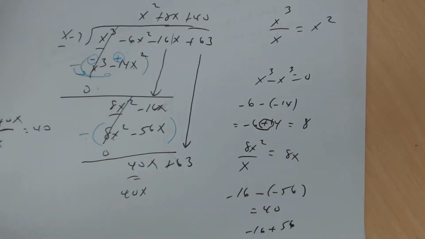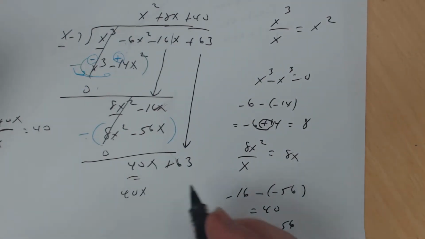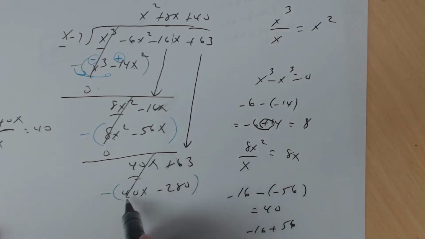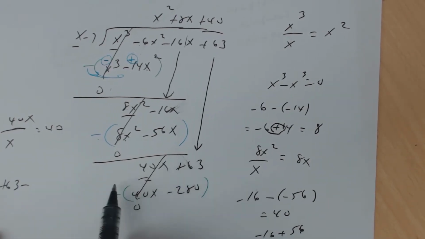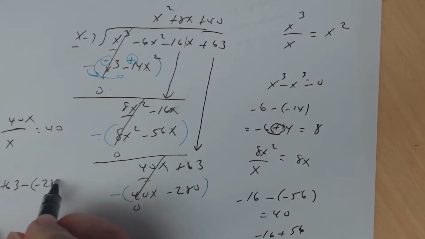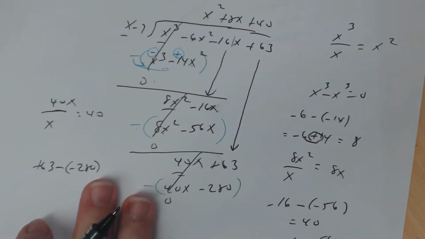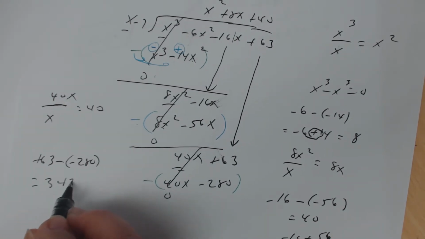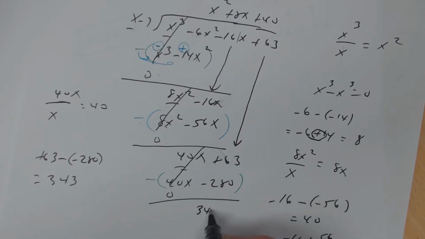40 times a negative 7. 40 times 7 should be 280, so negative 280. All right, and then you subtract. So 40x subtract 40x, that's 0. A positive 63 subtract a negative 280. So it becomes 63 plus 280, which is 343. So it becomes a positive 343.